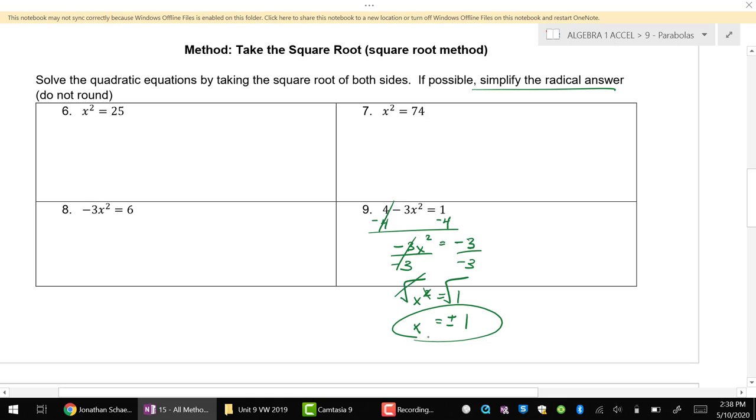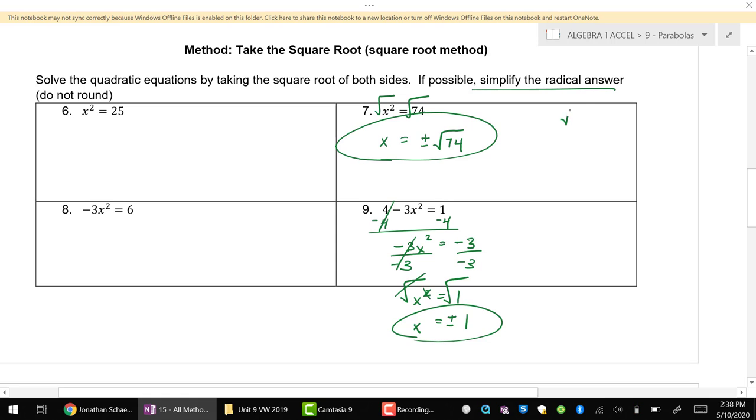Let me jump up here to number 7. There is no way to simplify radical 74. I'm going to just root the left and the right. So regular x on the left equals root 74, but don't forget, plus or minus. And then just leave it as plus or minus root 74. There's no way to simplify it.